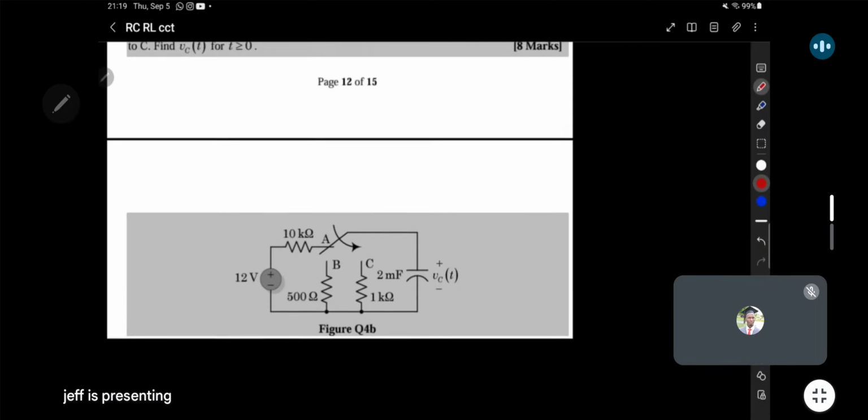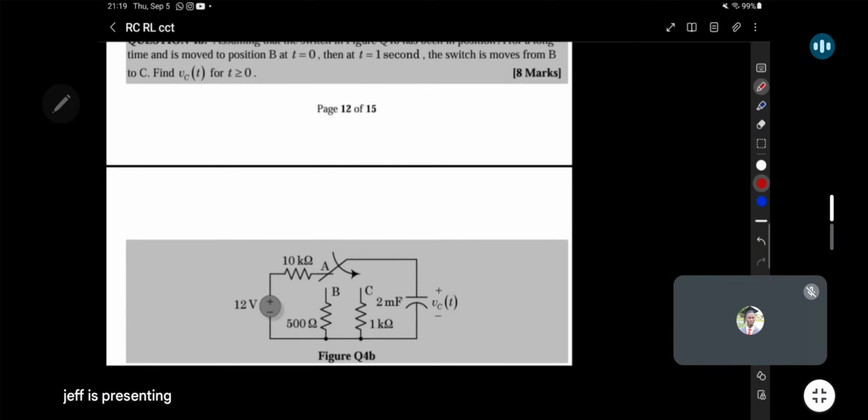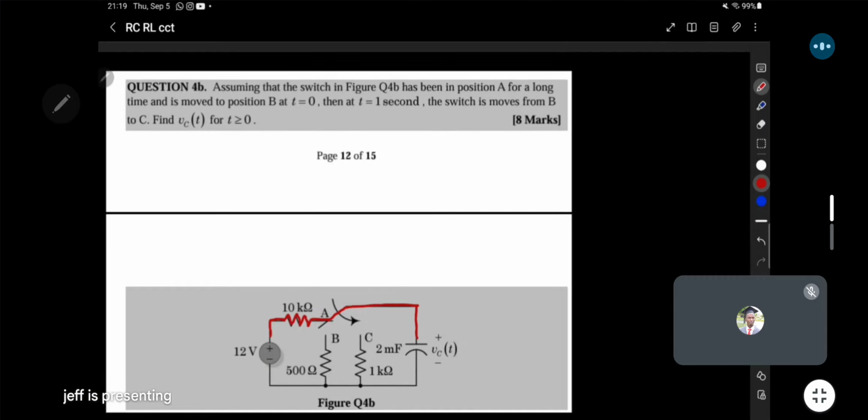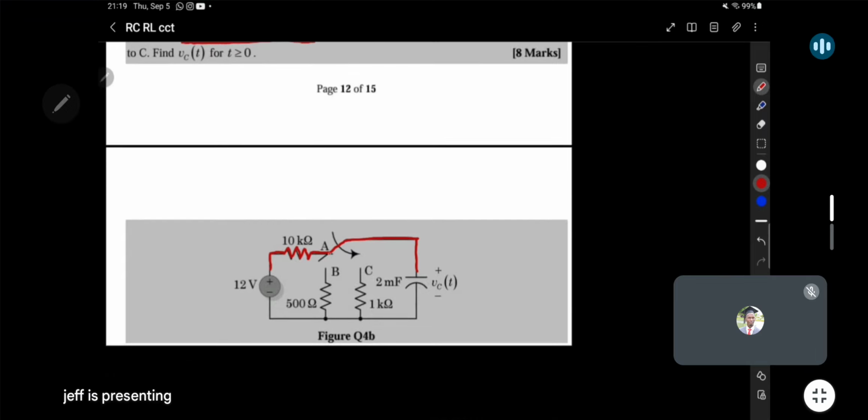Let's look at this example as well. Again, pay attention to the action of the switch there. Initially, the circuit is like this. So this is what we have initially. The switch is initially connected to point A. So this is what was happening. And then what do they say? The switch is moved to position B at t equals 0. So at t equals 0, once we start observing time, the switch is moved to position B.